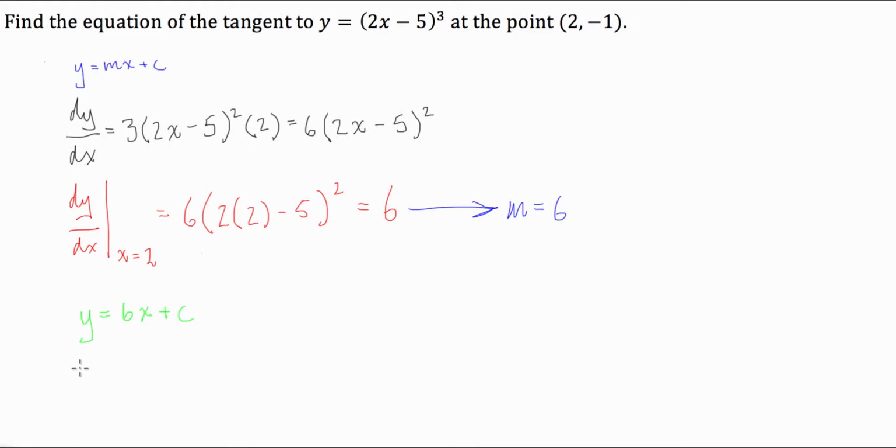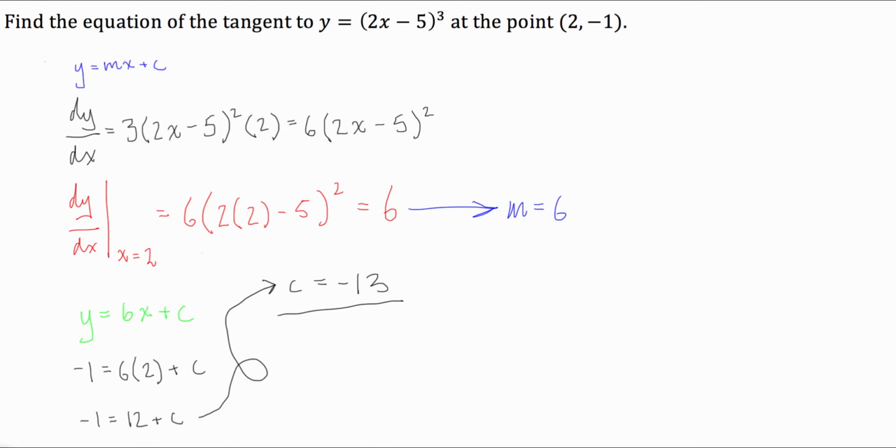So y is equal to -1, so 6 times 2 plus c. So we can say -1 equals 12 plus c. Then we can just take the 12 over to the other side, and c is equal to -13.